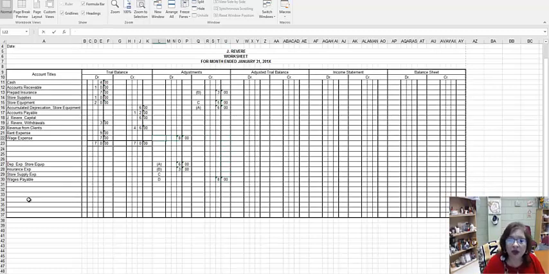Now that we finished doing that, we're going to bring over our adjusted balances and make sure that they're in the correct areas. So for cash, we have $4. For accounts receivable, we have $10. For prepaid insurance, we have $7. Or do we? No, we don't.